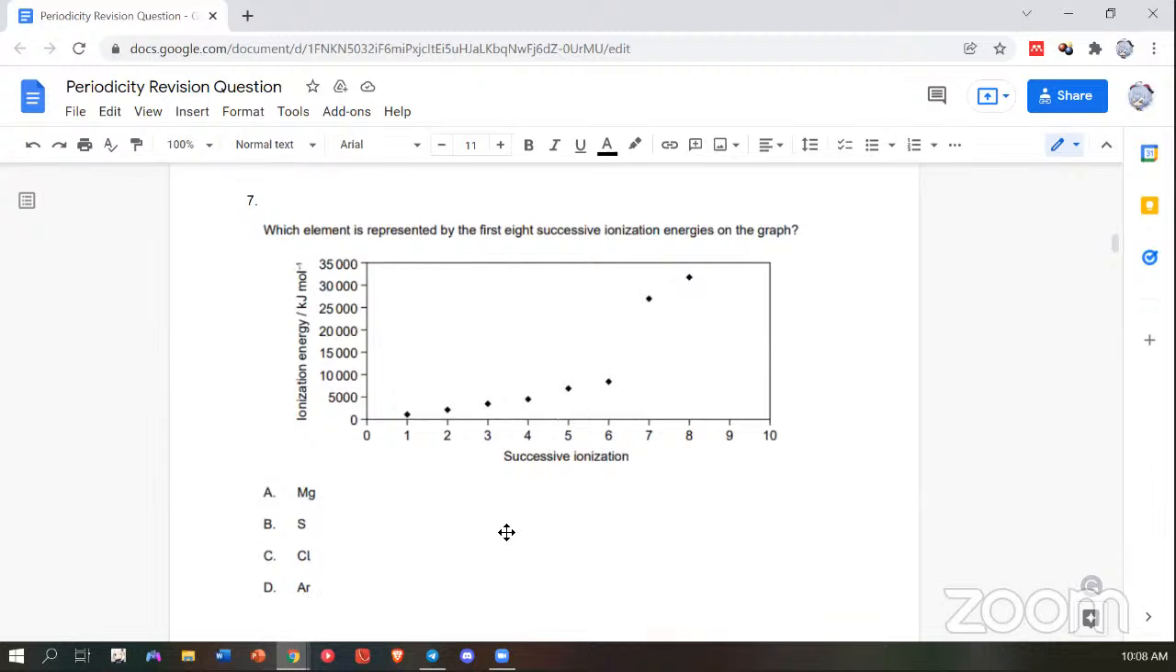Because now we want to find group 16. Then Ar, group 18, is also wrong. So the answer is definitely B, sulfur, because the jump is at the 7th successive ionization.